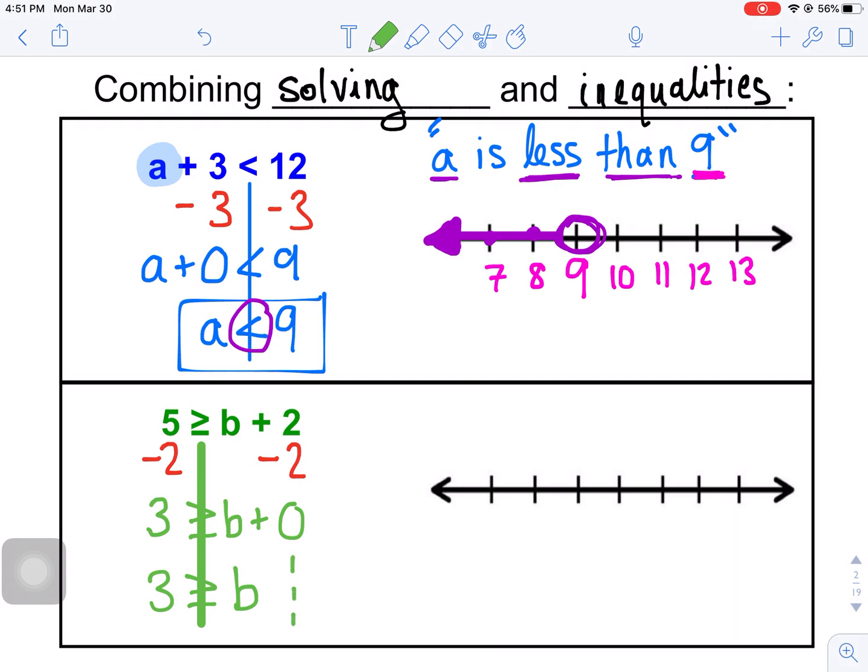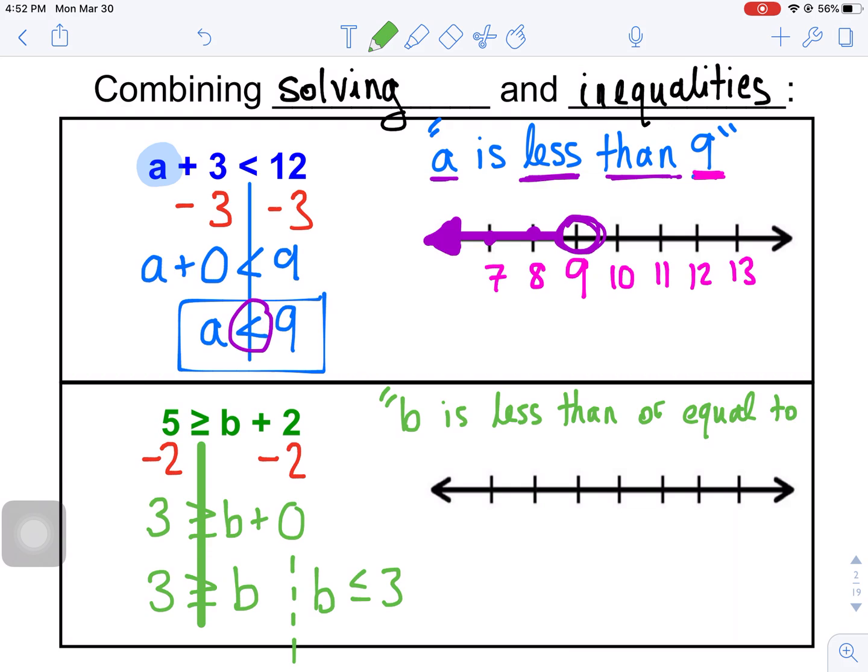And if you want to reflect it or write it so that it looks like what you've maybe seen before, we're going to write the B first. Then we're going to reflect or flip the inequality sign and write our number again. So both of these say B is less than or equal to 3.